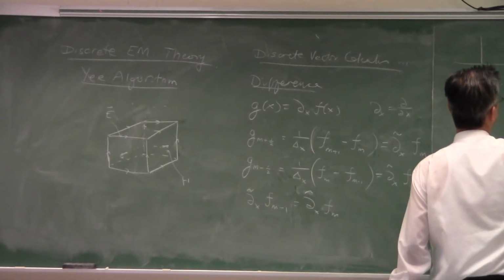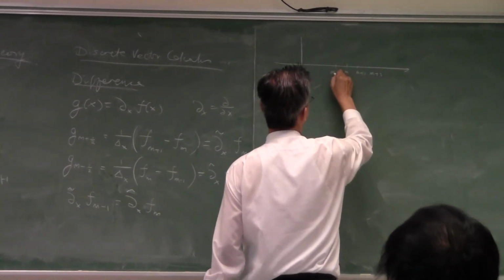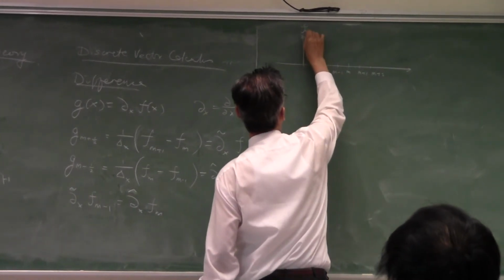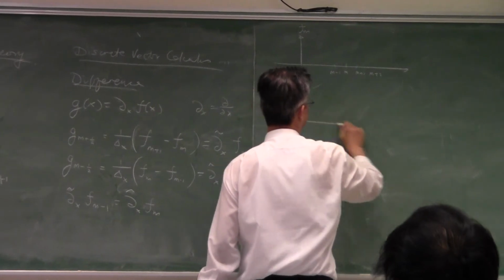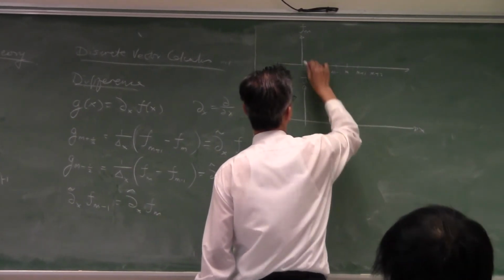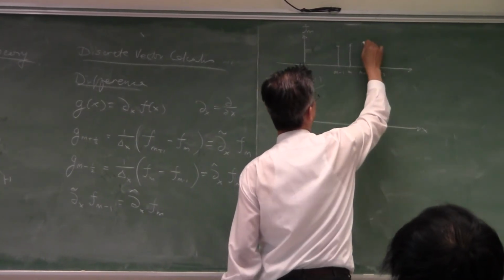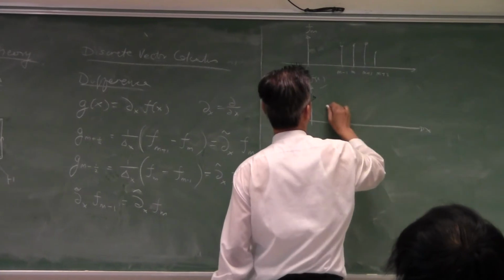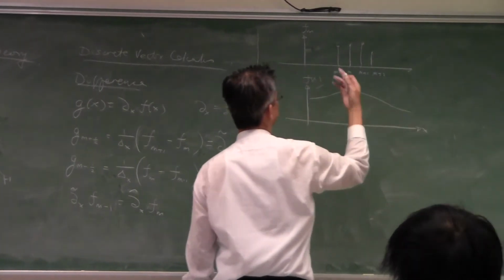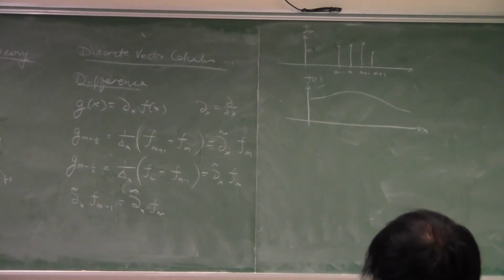Whereas I'm assuming that this is m plus 1, m plus 2, and so on, m minus 1, and this is f sub m. This is the approximation to the continuum law. F of x might look something like this, and this is an approximation of the discrete types. And the continuum law, this function might look something like this.